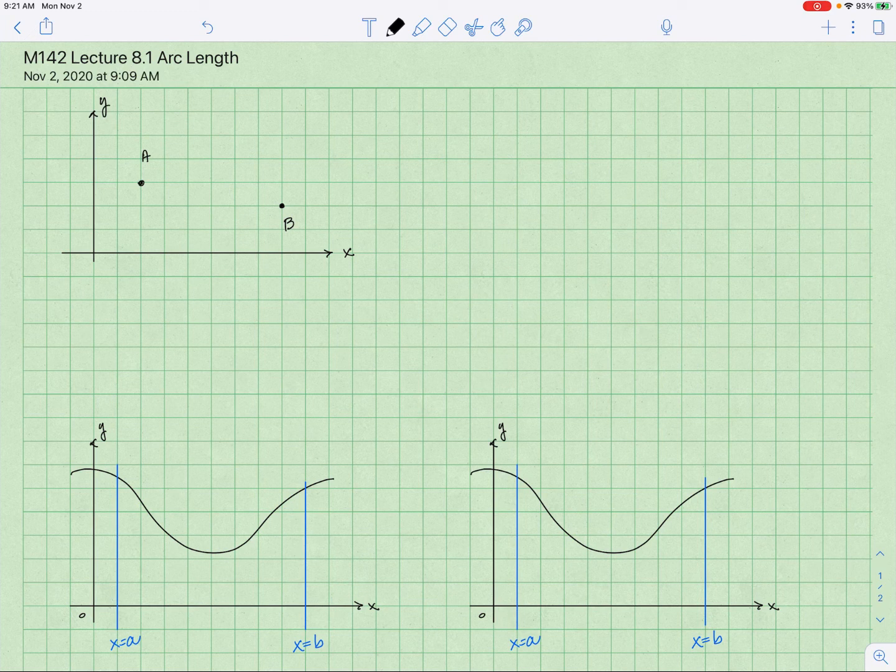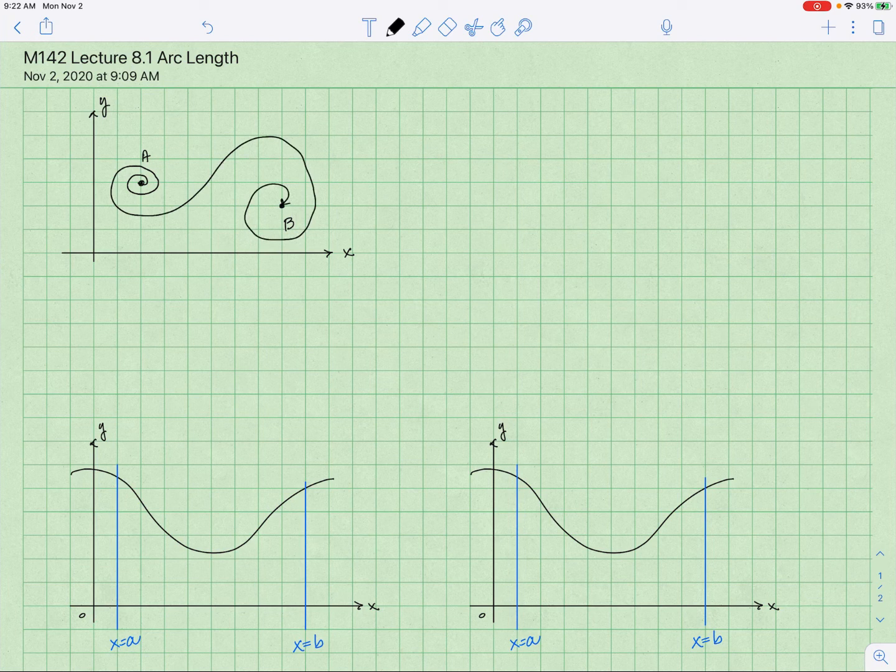So over here I have a couple of points in the xy plane, A and B, and I don't want to talk about the distance between A and B. That's just the distance formula. That's straightforward. What I want to talk about is the distance between A and B along a certain path. Right? So traveling from A to B along a certain path.